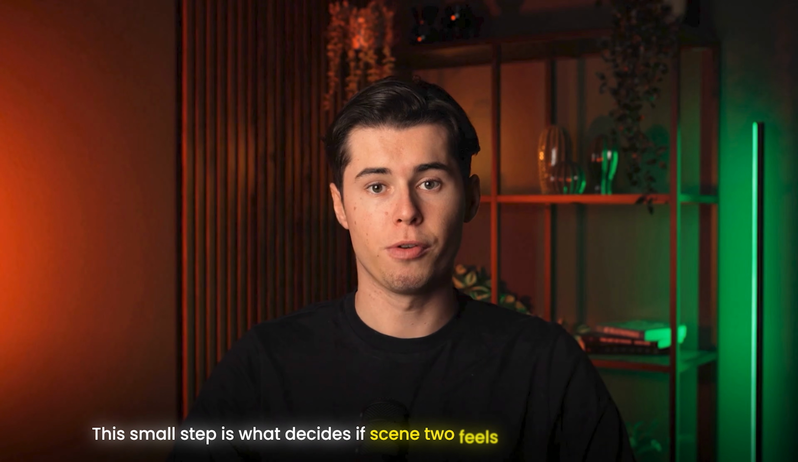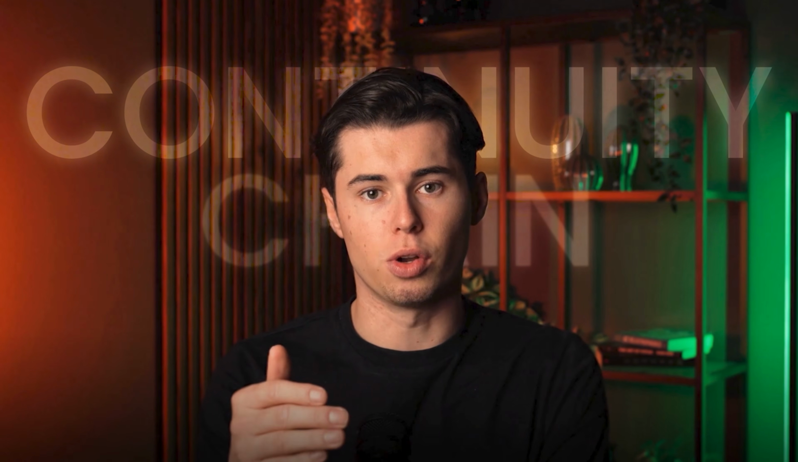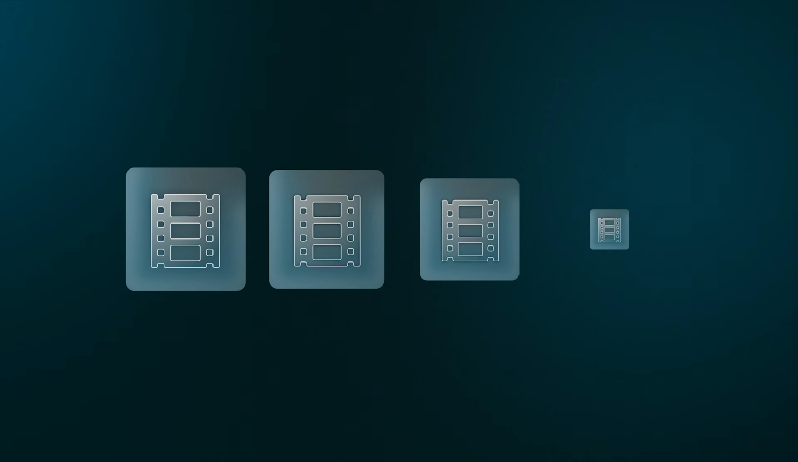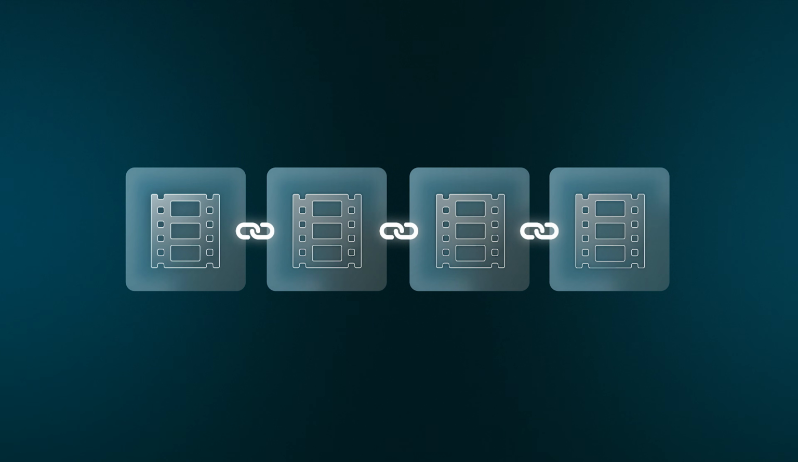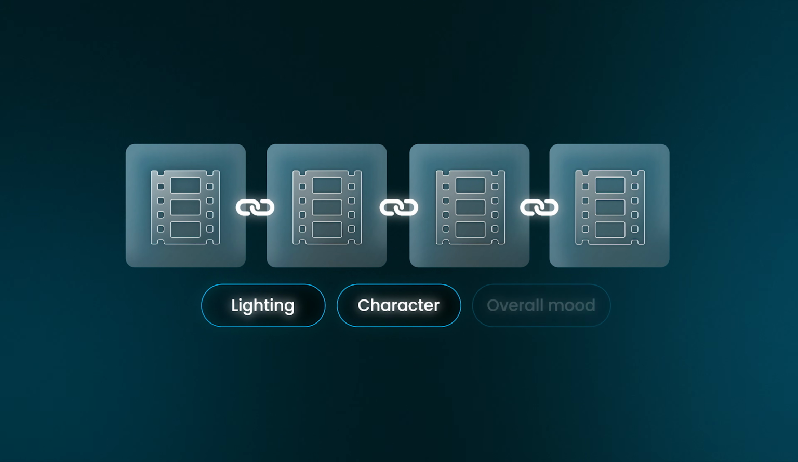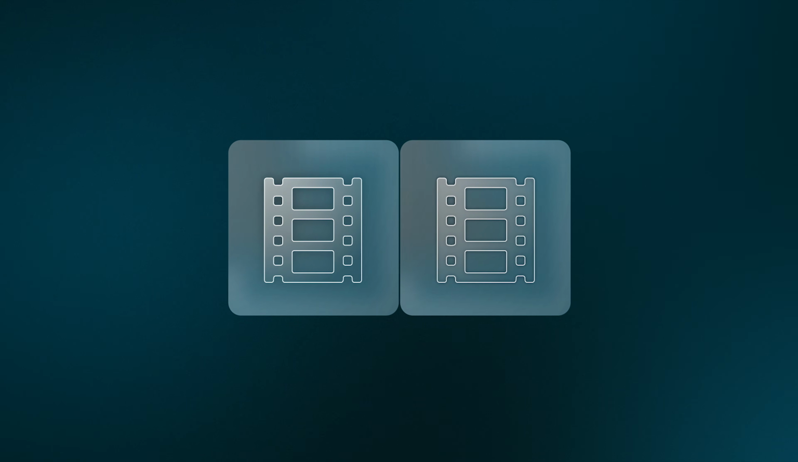However, there's one small thing that changes. And honestly, this small step is what decides if scene 2 feels connected to scene 1 or if it looks like a completely new clip that came out of nowhere. And that step is called the continuity chain. It connects every clip you generate to the clip before it. So instead of treating each scene like a fresh start, the model picks up from where the last scene ended. The lighting, character, and overall mood all carry into the next clip. And because of that, the cut between scene 1 and scene 2 becomes almost invisible.